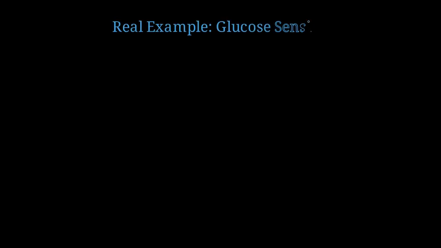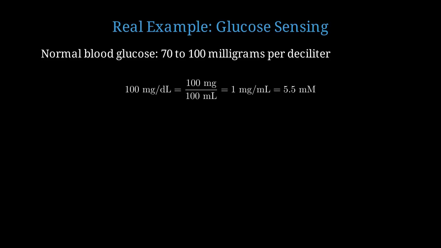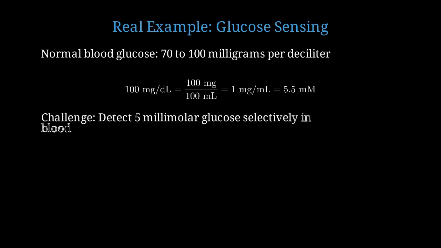Let's work through a real example. Glucose sensing for diabetes management. Normal blood glucose levels range from 70 to 100 milligrams per deciliter. Diabetics need to monitor this constantly. Let's convert this to molar concentration. 100 milligrams per deciliter equals 1 milligram per milliliter, which is approximately 5.5 millimolar, using glucose molecular weight of 180 grams per mole. The challenge is to detect 5 millimolar glucose selectively in a complex mixture like blood, which contains thousands of other molecules.